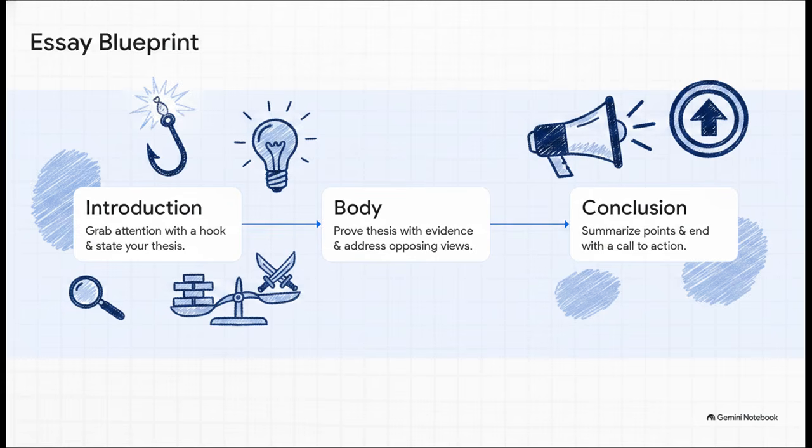Step 2 is the body. Here, you prove your thesis using your logical premises as evidence, and, this is super important, you address opposing viewpoints. Finally, step 3 is the conclusion, where you summarize your main points and leave the reader with a powerful call to action or a final thought.